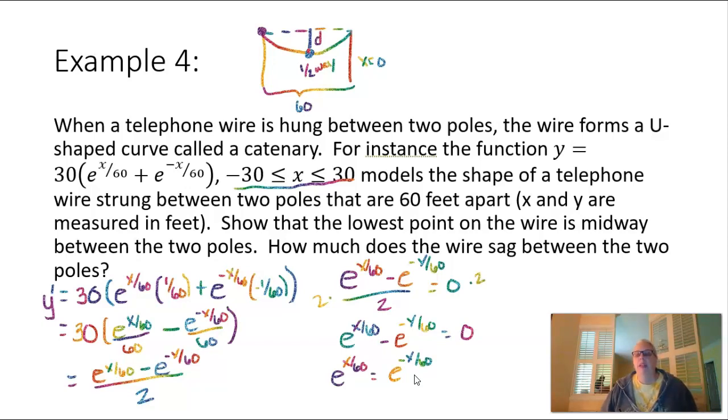Now, we have a property that says if you had two exponential functions equal to one another and they have the same base, it must be true that their exponents are equal. That means that x divided by 60 is the same thing as negative x divided by 60. We're just setting the exponents equal. If we cross multiply to solve, we'll get 60x equal to negative 60x. If we add that to the other side, we'll have 120x equal to 0, and then when I divide by 120, we'll get x equal to 0. So there's my critical point.